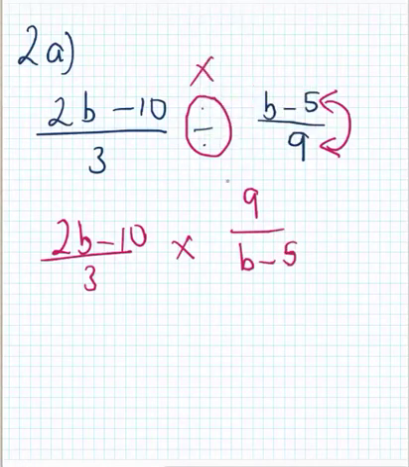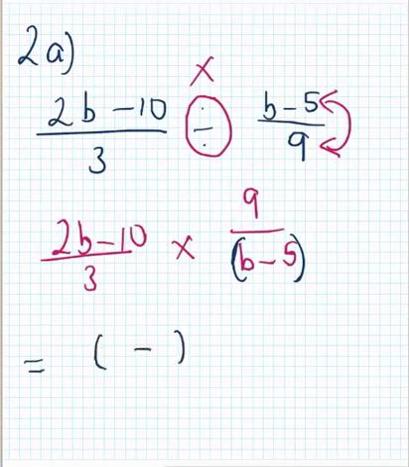I can see straight away 9 and 3 I can simplify. But with the 2b minus 10, because I can factorize it, I may be able to simplify it with this b minus 5. If it helps, put brackets around the b minus 5. But I'm going to factorize this part here first. So what can I take out from 2b and minus 10? Well, I can see 2 and 10 both have a factor of 2. So I'll take out 2 as a factor. So I'm left with, get my brackets ready, and then take away in the middle.